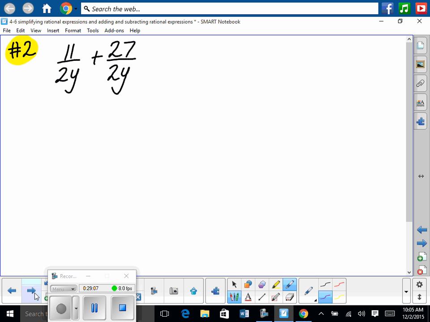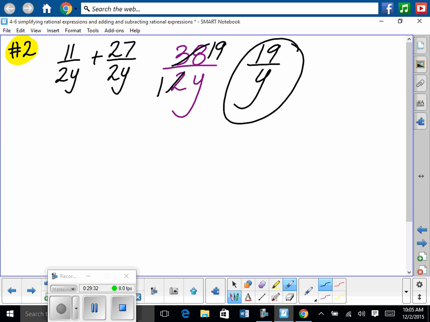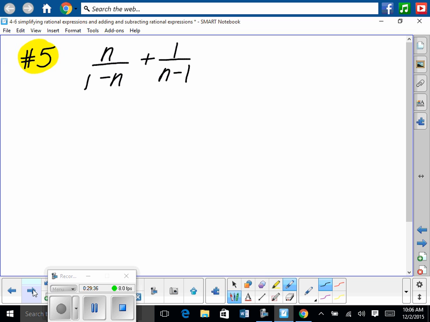11 over 2y plus 27 over 2y. It's all factored, and we have a common denominator, so we just simply add. 11 plus 27 is 38 over 2y. Now look, do 38 and 2 simplify further? Yes. 38 becomes a 19 and 2 becomes a 1. So we have 19 over y. Everybody's feeling okay? Okay, we're about to get there. Oh yeah, probably a little bit more of a difficult one.